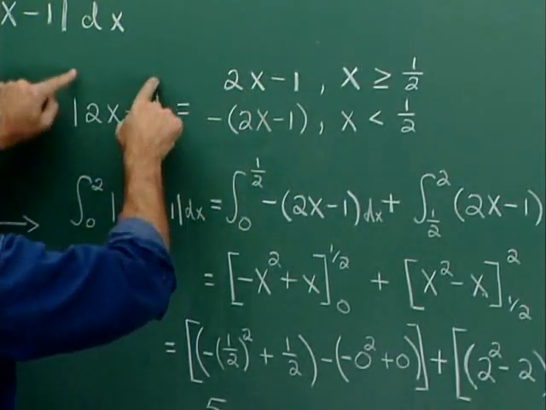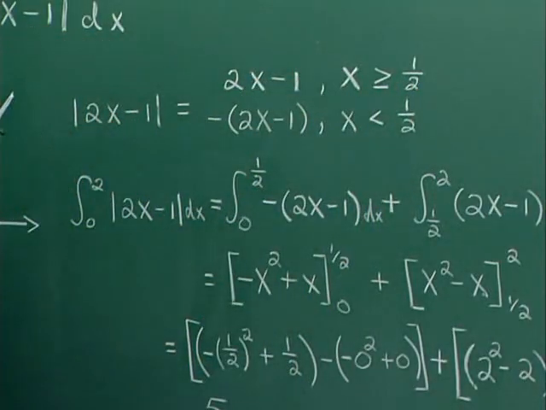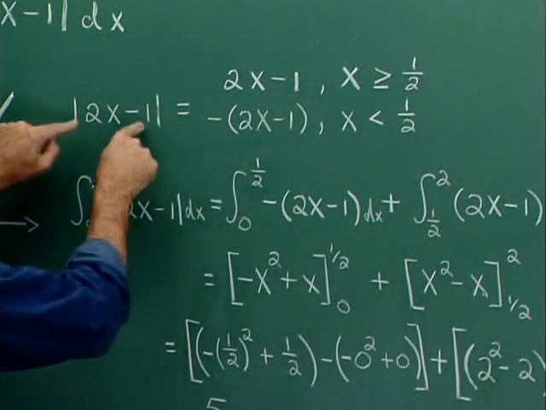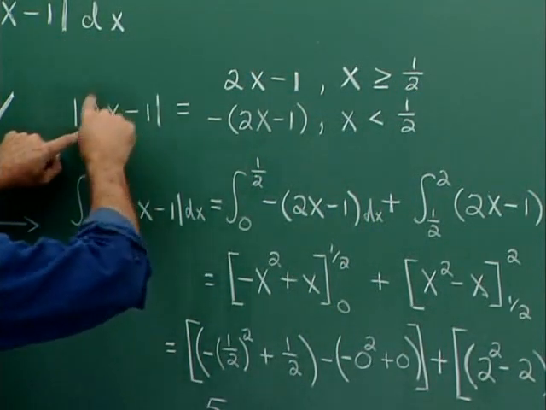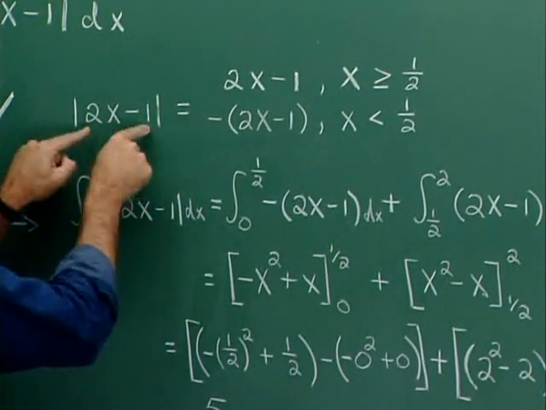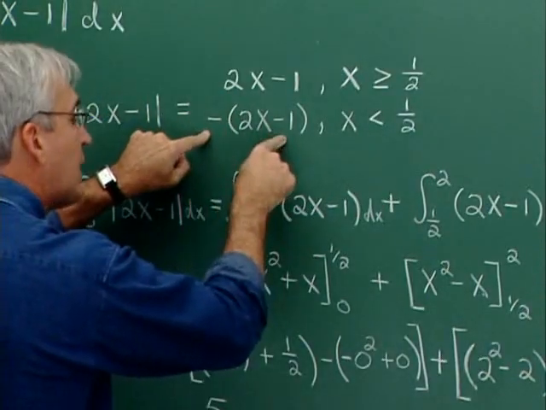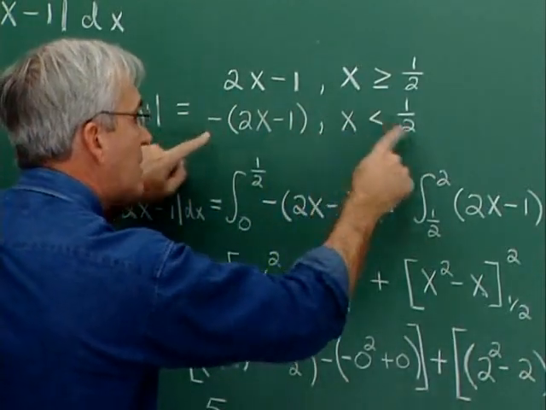One case is that the absolute value of the expression is the expression itself as long as x is greater than or equal to 1/2. But if x is less than 1/2, then the expression itself becomes negative. Absolute value then means we want the opposite of this expression. So we define this then as being the opposite of the expression when x is less than 1/2.